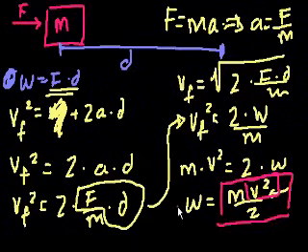And I'm actually almost out of time. But what I will do is leave you with this formula, that kinetic energy is mass times velocity squared divided by 2, or 1/2 mv squared. It's a very common formula. And that is one form of energy. I'll leave you with that idea.